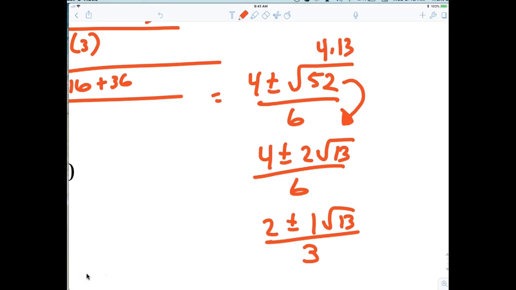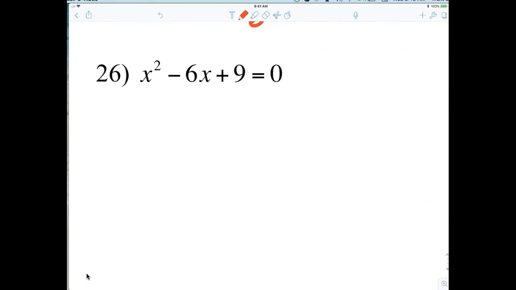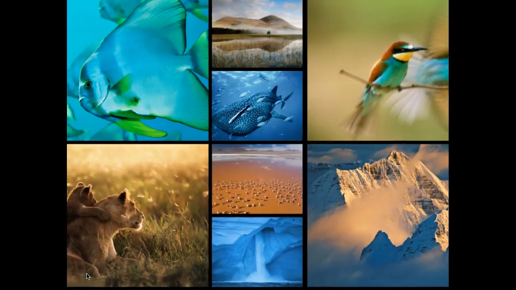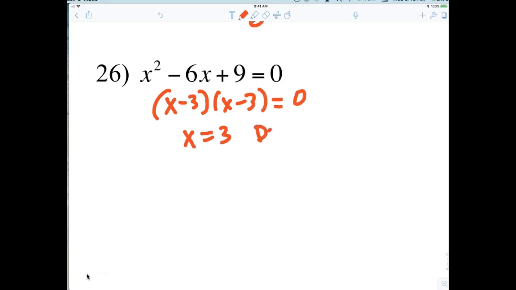Yeah. All right, everybody take a look at it. It's 26. Everybody should look at that and say, well, I can factor that one. Right? Perfect. So in this case, x minus 3 times x minus 3 equals 0. So x equals 3. And just remember that that's called a double root.